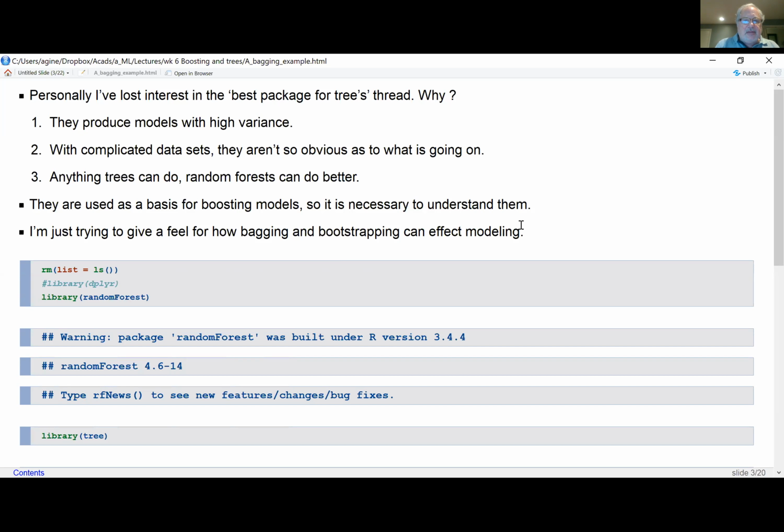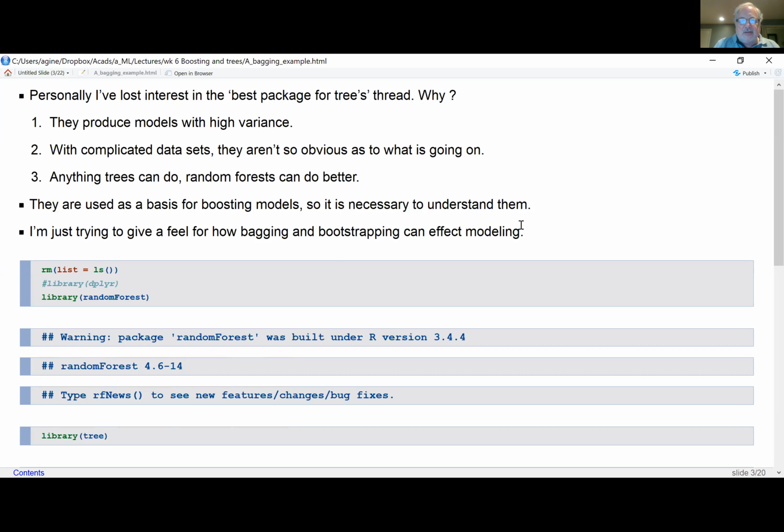And one thing people liked about trees is you have this splitting. You can sort of say, I understand what's going on. If this happens, I'm going to do this. And it's very easy to understand. But with really big and complicated data sets, the splitting becomes so complicated, with so many splits, it's not really intelligible.